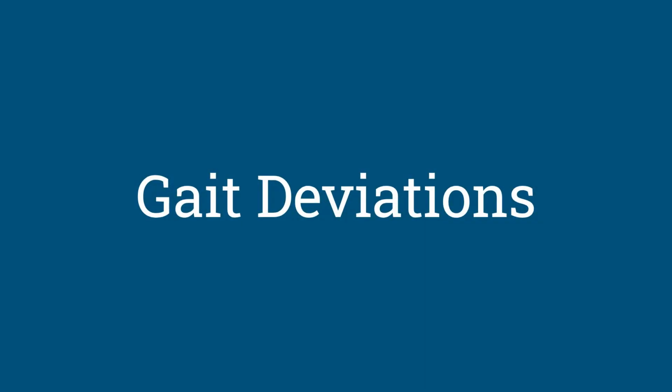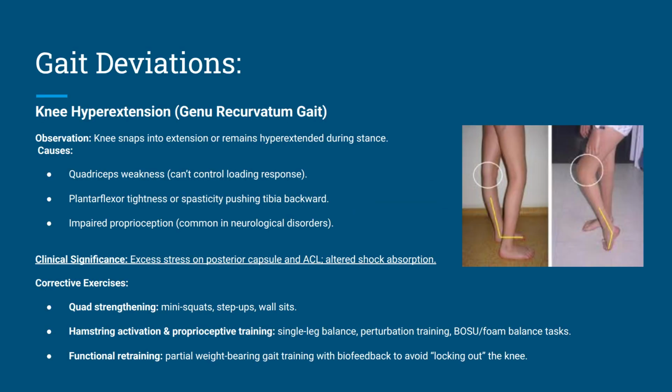So let's go into the final parts of the lecture. We're talking about gait deviations. Knee hyperextension, also called genu recurvatum, because this one is the most common deviation you'll see clinically and is often misunderstood.